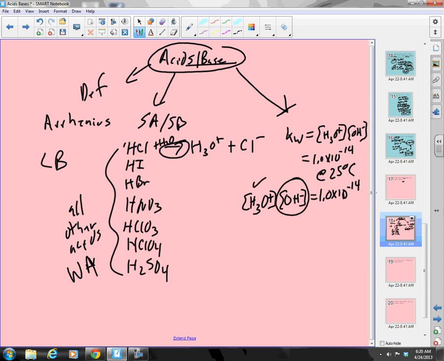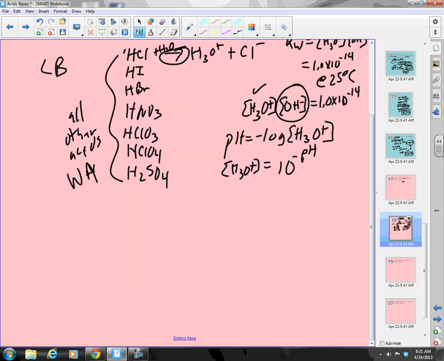And then we said, hey, we can also talk about pH, and that pH is equal to the negative log of my hydronium concentration, which means that my hydronium concentration is equal to 10 to the negative pH. And we talked about pOH equal negative log of my hydroxide concentration, meaning my hydroxide concentration is equal to 10 to the negative pOH, right?